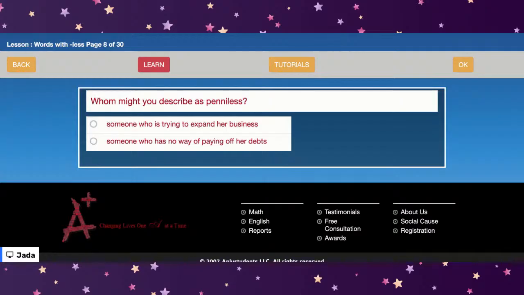Whom might you describe as penniless? Someone who is trying to expand her business, or someone who has no way of paying off her debts? So someone who is penniless has no way of paying debts. Let's say that she has lots of debts and she cannot pay. So that's penniless.